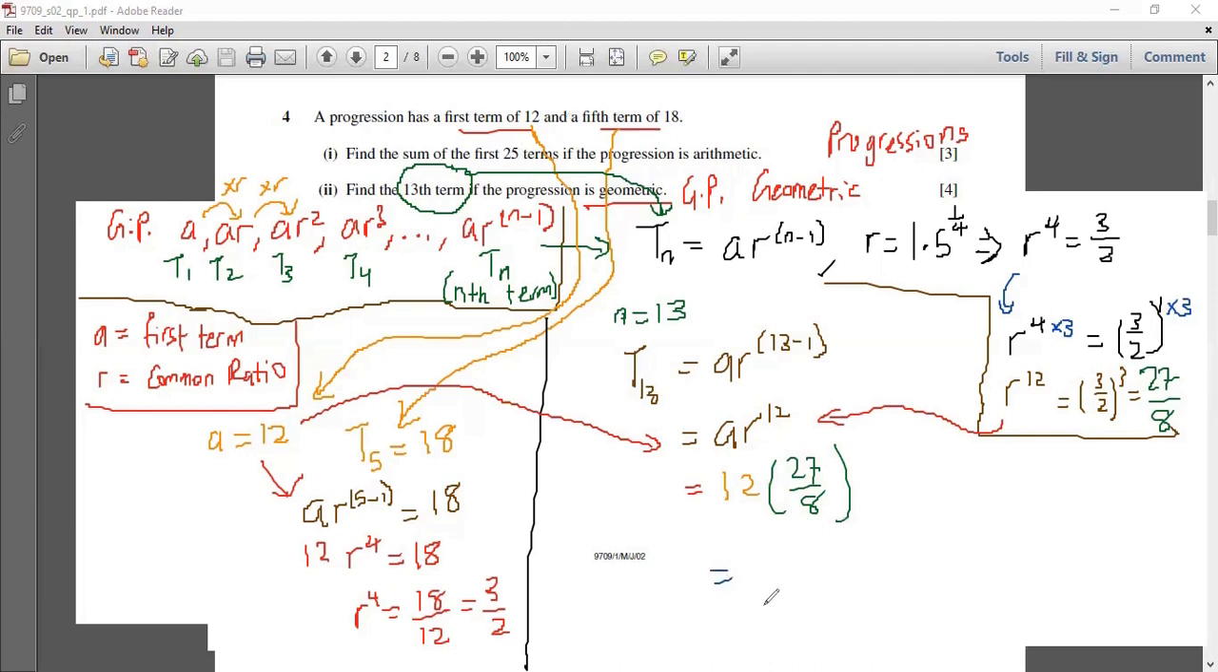And we're ready for the answer now. Just put it in the calculator, please, and hit the fraction button if it's still a fraction. Let's see whether it's such. It is. I'm going to put a fraction, preferably when it's a decimal. Yes, let's just put it like this. 12 times 27 over 8 is 40.5. So the 13th term, if it is a geometric progression, would be 40.5.